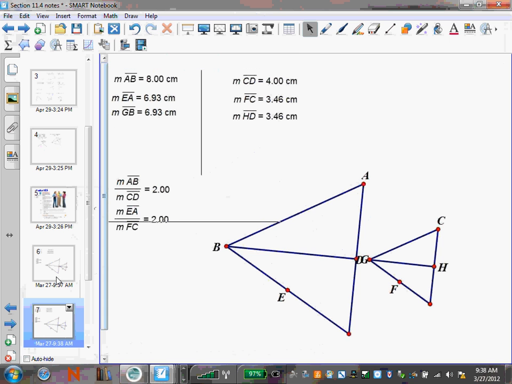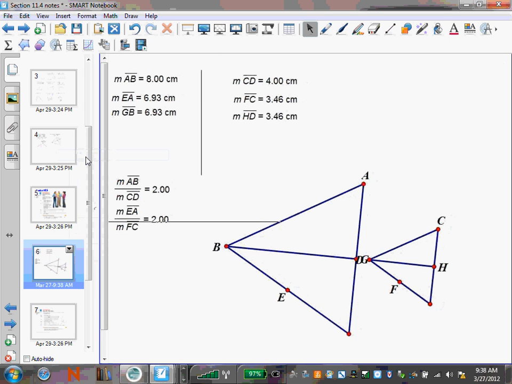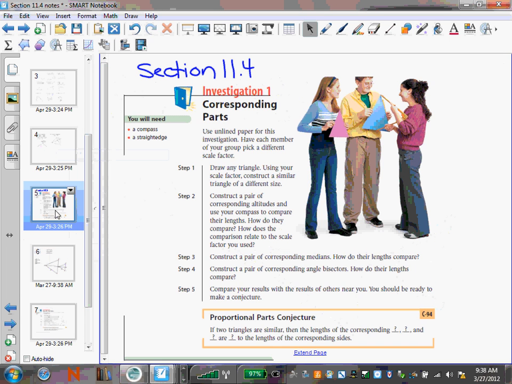So if we go back to our conjecture, proportional parts conjecture, if two triangles are similar, so that's what we started with, our two equilateral triangles that were similar with the ratio of 2 to 1, then the lengths of the corresponding blank, blank, and blank are blank to the lengths of the corresponding sides. See if you can fill in the blanks with the correct responses.